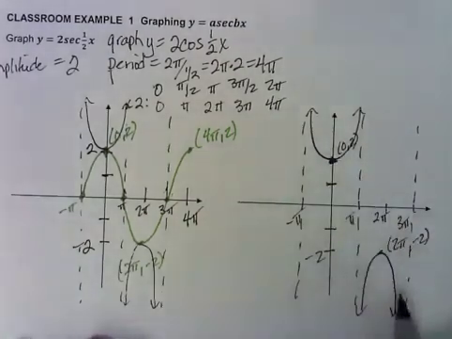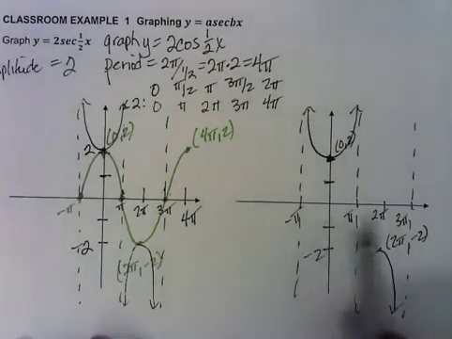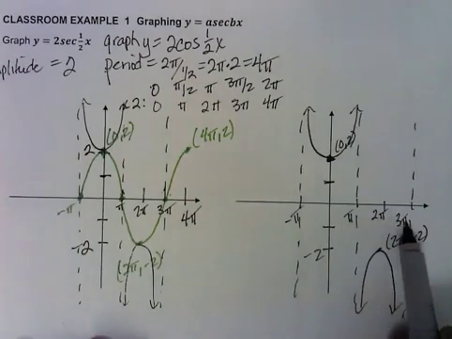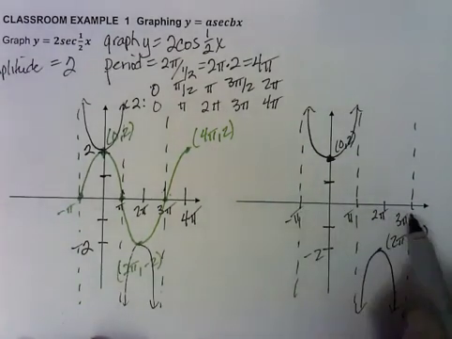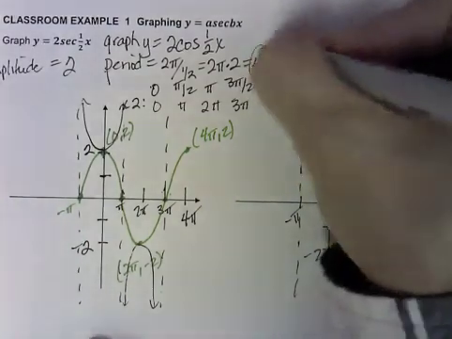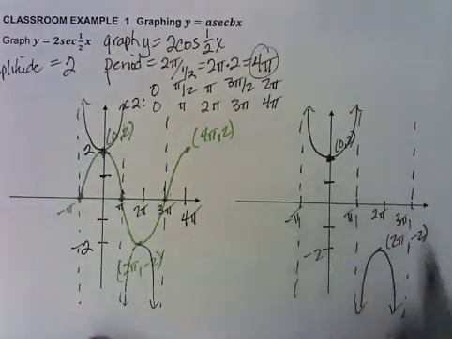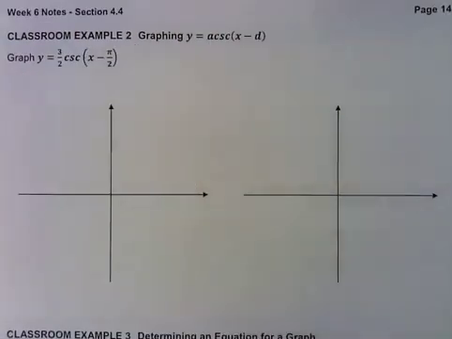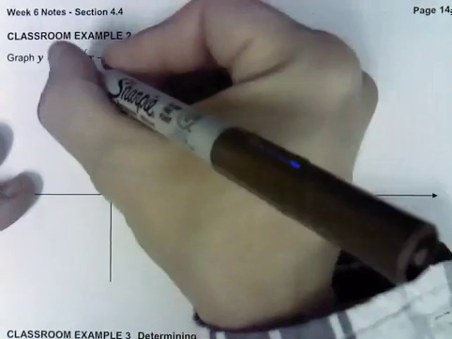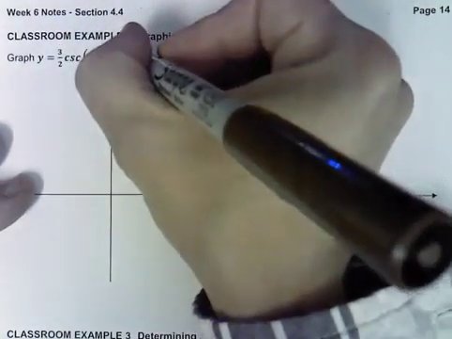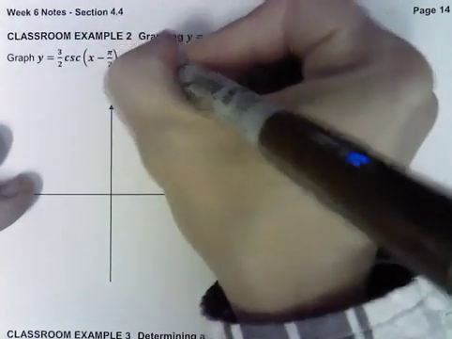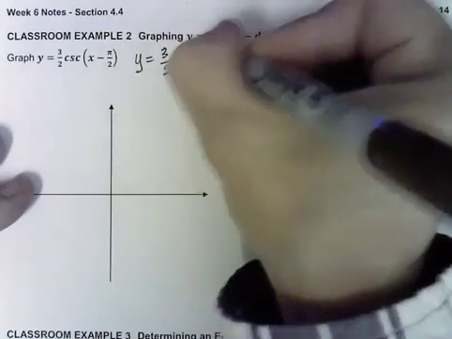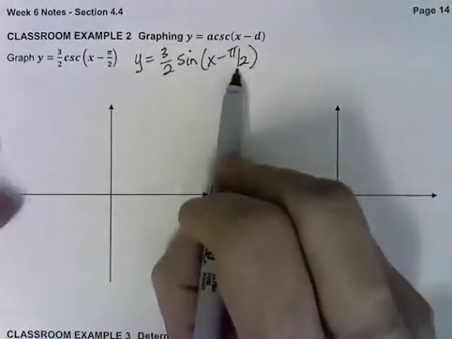So now I've got 2 U-shaped graphs, and that actually covers an entire period, because from here to here is actually 4 pi, and that was the period when I drew my cosine function. So I really do have one period covered. Let's do another graph. This time it's for a cosecant function. So this time I'm going to be looking at the sine function, since that's my reciprocal function. I want to start by graphing this.